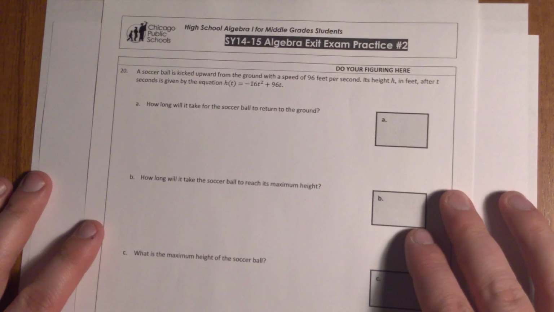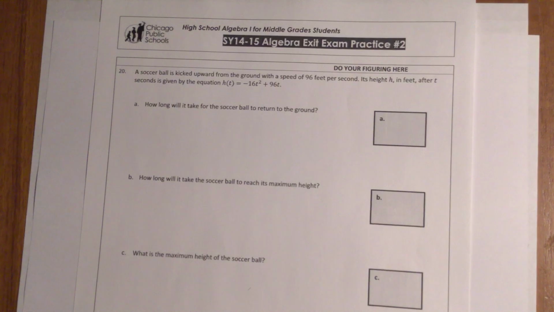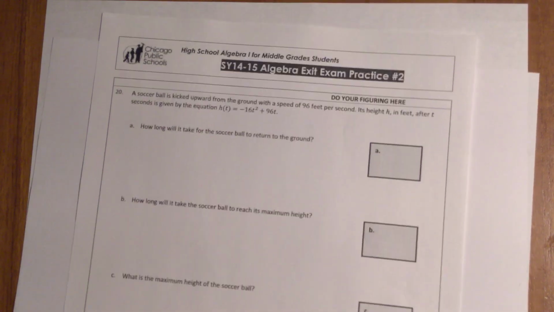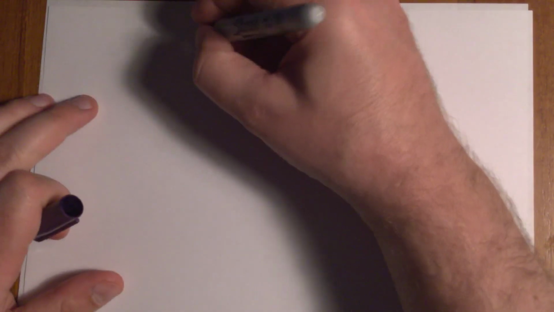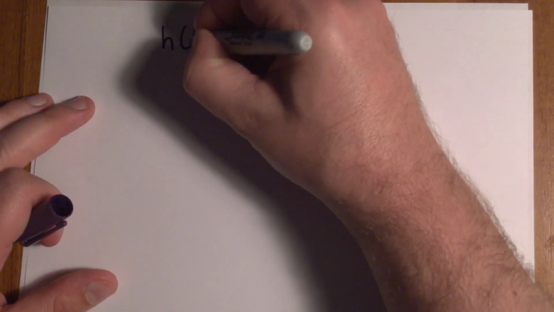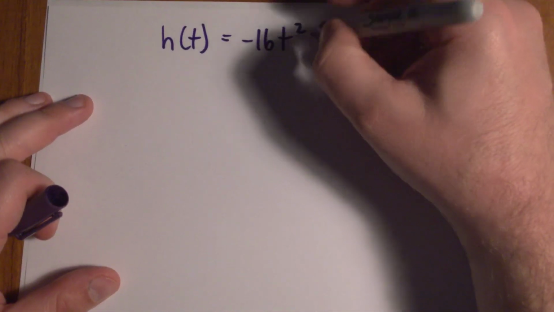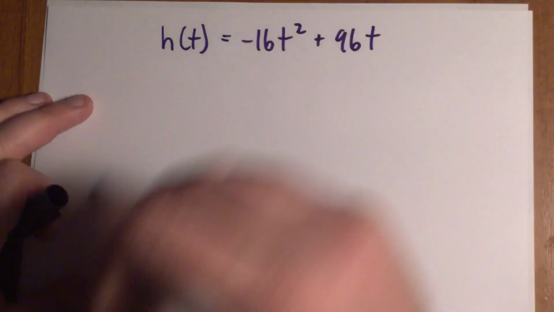Okay, easy. Next question. 20 is the big one. Construct a response answer. A soccer ball is kicked upward from the ground with a speed of 96 feet per second. Its height h in feet after t seconds is given by the equation h of t equals negative 16t squared plus 96t. Let me write the function first. H of t equals negative 16t squared plus 96t.